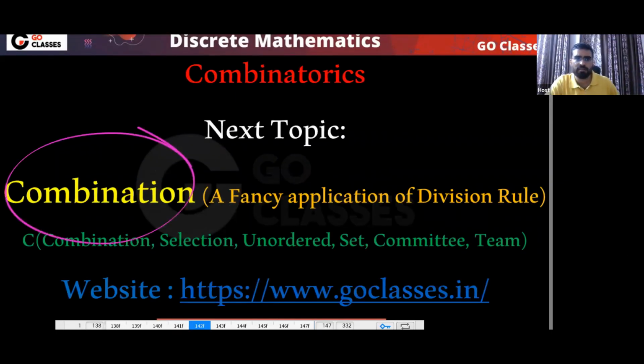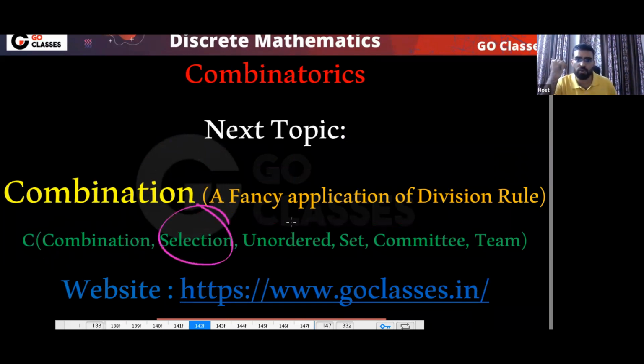What is combination? This is just a fancy application of the division rule. If you know the division rule, you also know combination. C means combination, or selection, or unordered, or set, committee, team. All these things are the same.